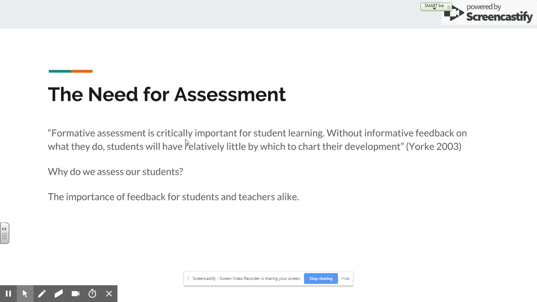Why do we need to assess our students? Why do we need to assess our kids? Because if you look at the very first thing, it says formative assessment is critically important for student learning. Without informative feedback on what they do, students will have relatively little by which to chart their development. This is from York 2003. So the question asked is, why do we assess our students? Well, because they need feedback, right? They need to know what they're doing right now is working. How are they studying? Whatever it may be. They need to know if that's working.